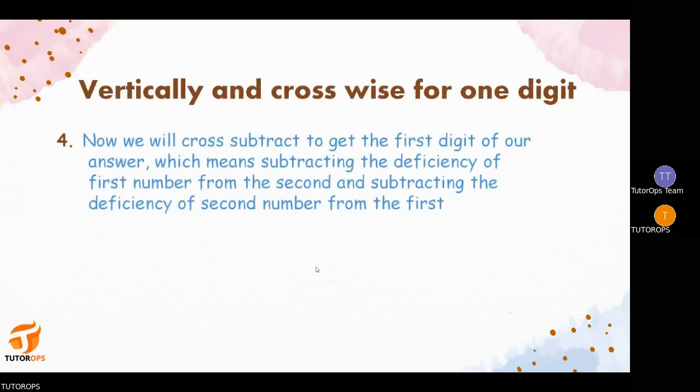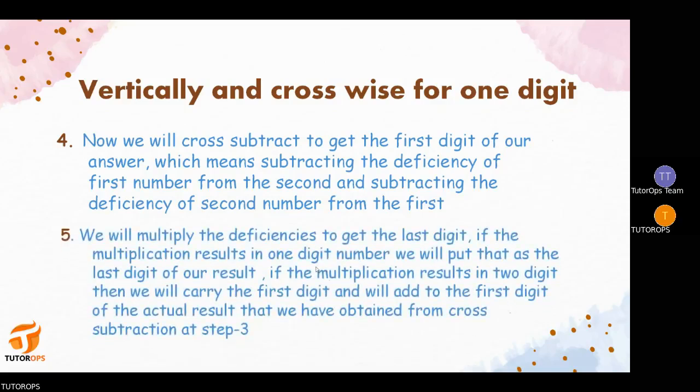Now we will cross subtract to get the first digit of our answer, which means subtracting the deficiency of the first number from the second and subtracting the deficiency of the second number from the first. Remember, here we are doing the cross subtraction. Don't do the direct subtraction. Here we need to do the cross subtraction. That means subtracting the deficiency of second number from first and vice versa.